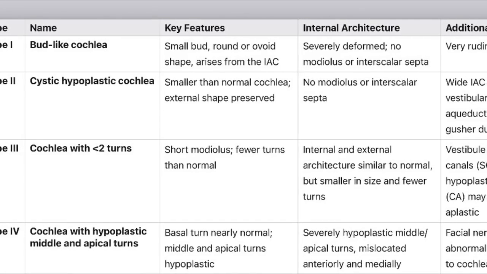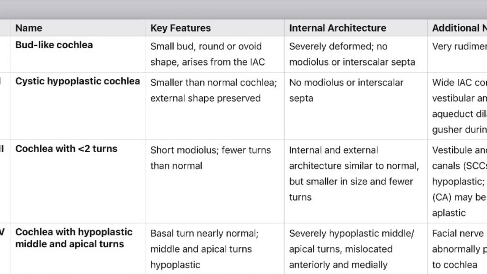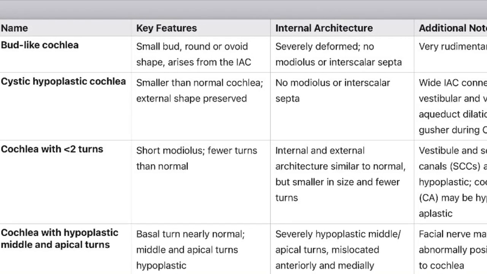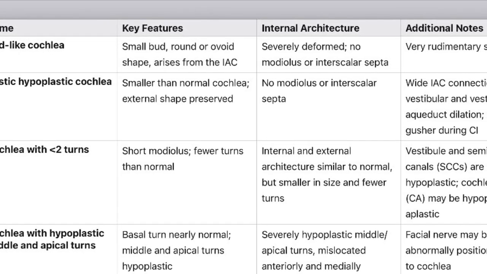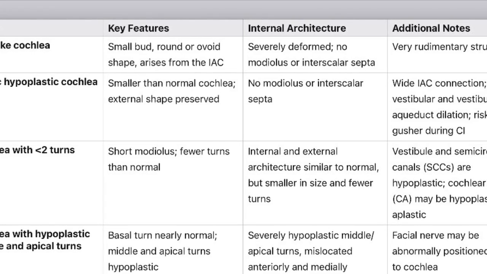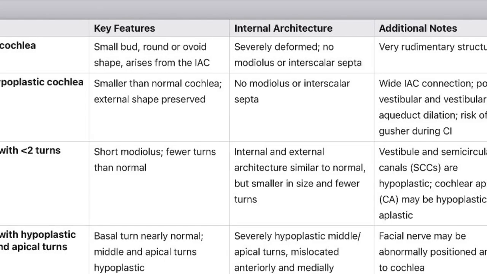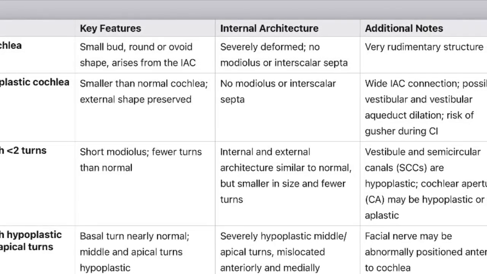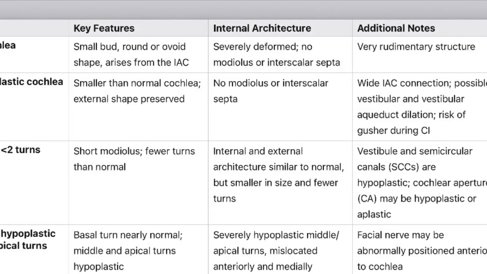Type 3 is the cochlea with less than 2 turns. The cochlea has a short modiolus and the overall length of the interscalar septa is reduced, resulting in fewer turns, less than 2 turns. The internal modiolus or interscalar septa and external architecture are similar to those of the normal cochlea, but the dimensions are smaller and the number of turns is fewer. The vestibule and semicircular canals may be hypoplastic and the cochlear aqueduct may be hypoplastic or aplastic.